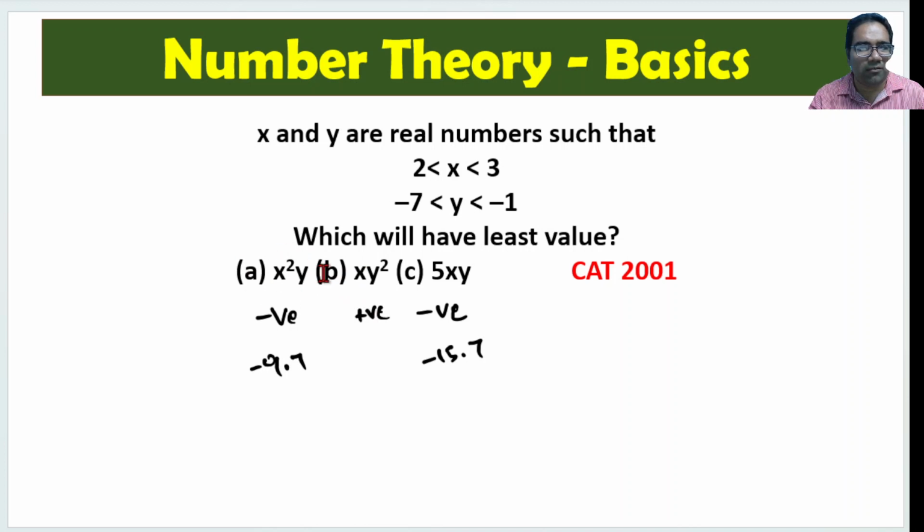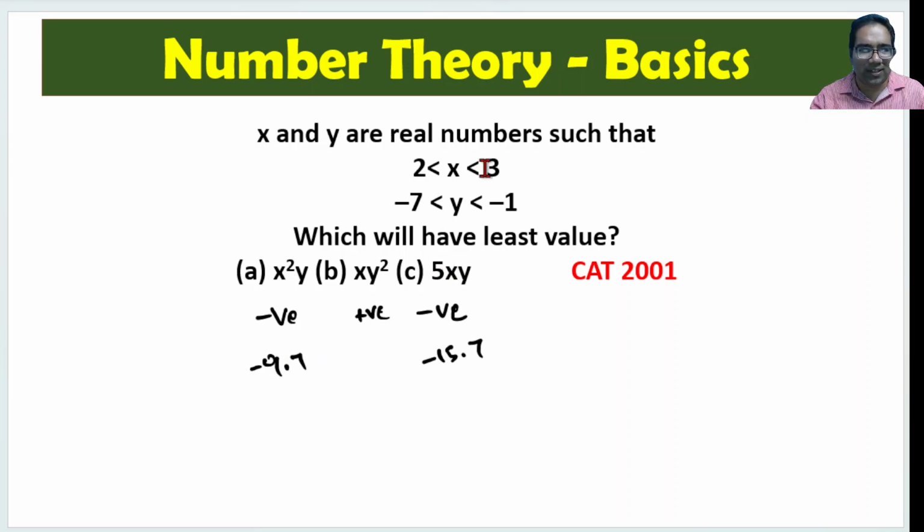x square y. How bad can it get, how low can it go? x can go till 3 only, so it is less than 3 square into y. y can be minus 7. So 3 square into minus 7, that is minus 9 into 7. It can go as low as this, it can't go lower than this.